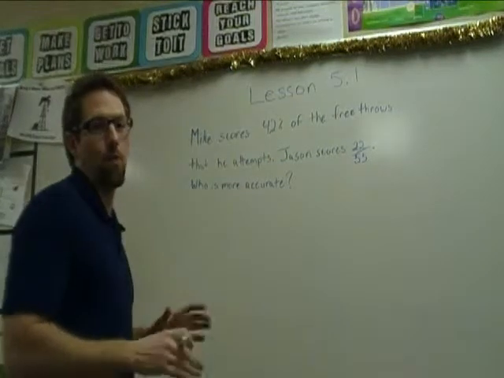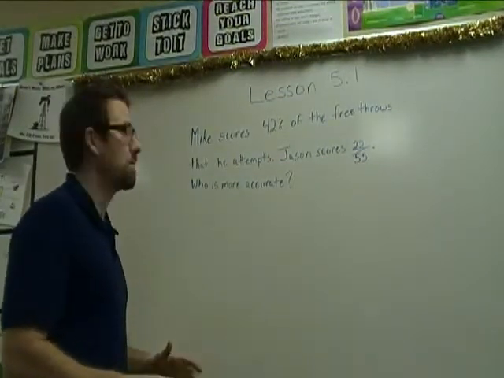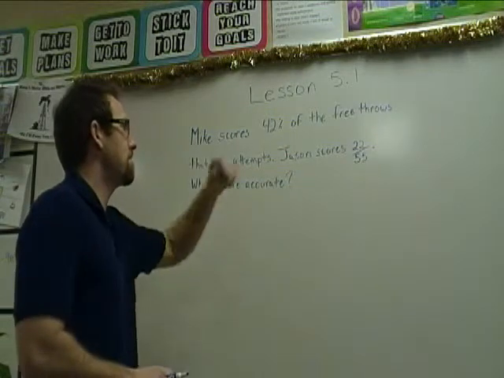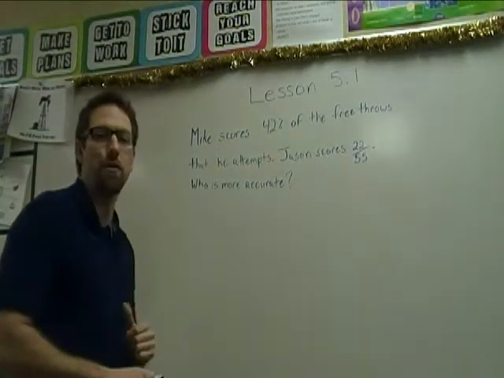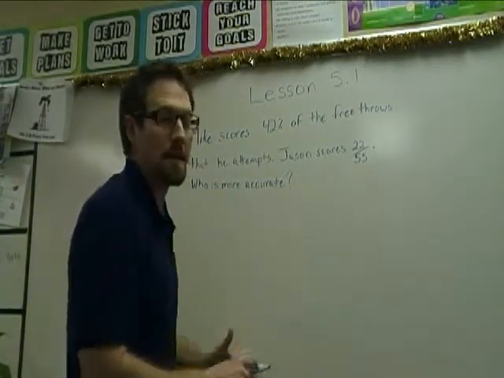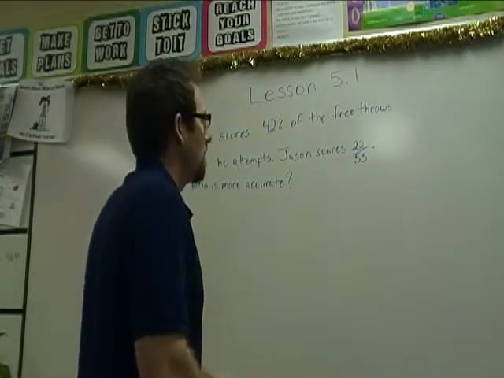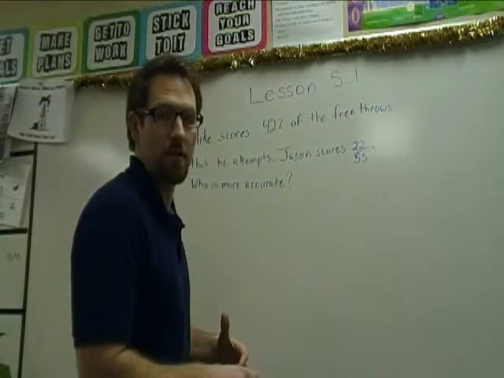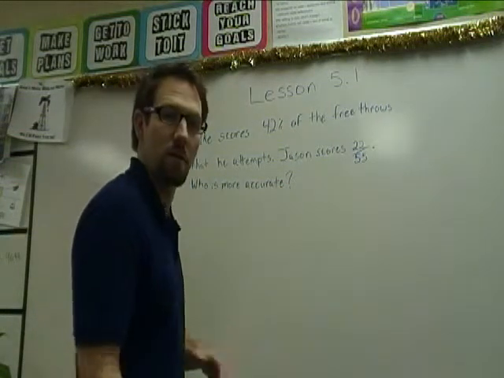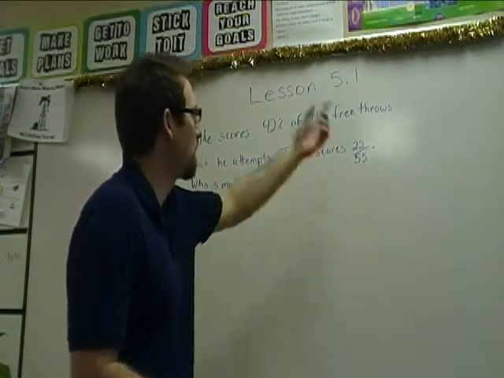So Mike's good. We can keep Mike's 42%. That's workable. Okay? Let's take Jason's score of 22 over 55, convert that to a percent, and then compare it to Mike's score. Okay, so all I need to do is change this into a decimal and then convert it over to a percent. So here we go.